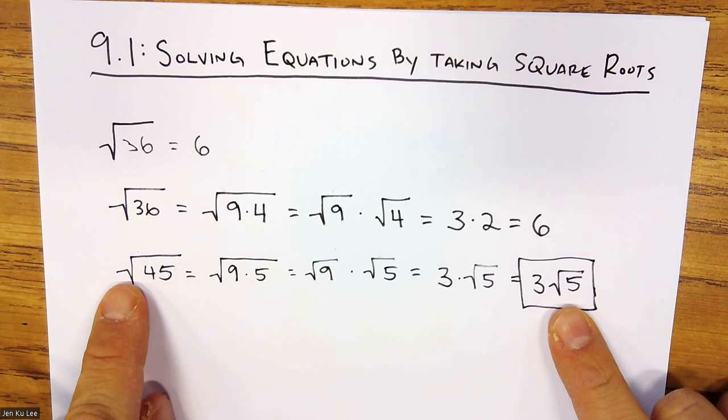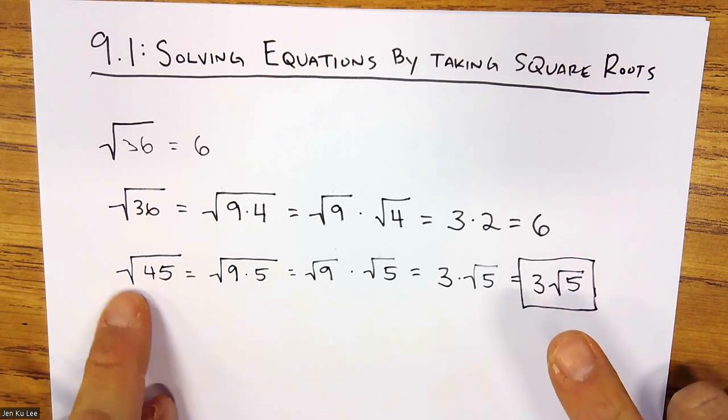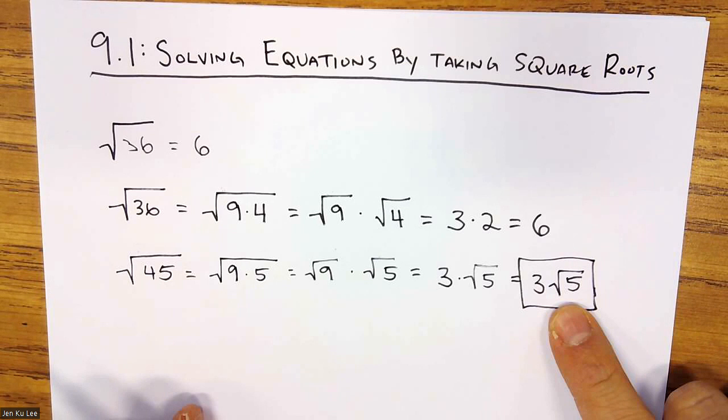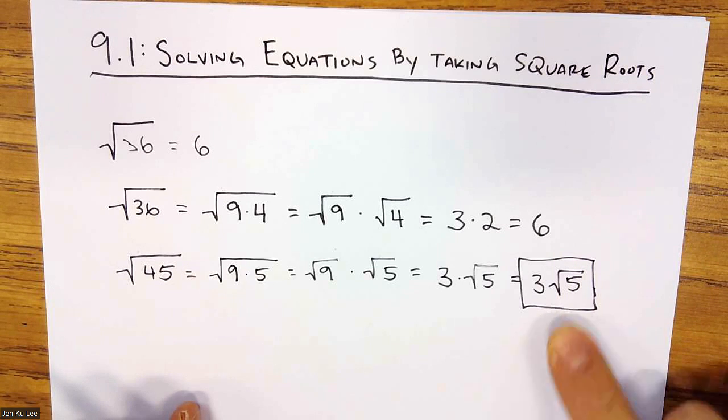So the 3 square root of 5 would be the simplest form of square root of 45. Okay? From here on out, I need to see this. All right, you guys need to simplify it down so that it's to the simplest form. All right?